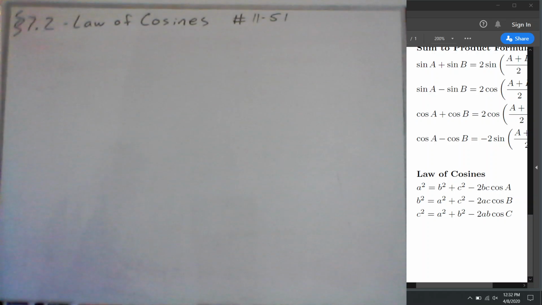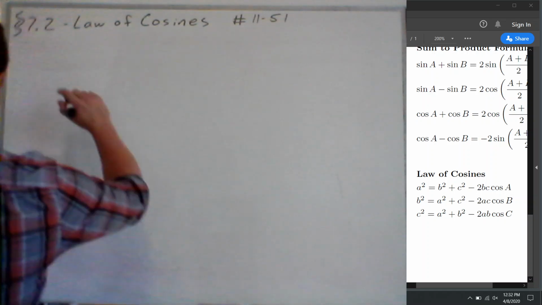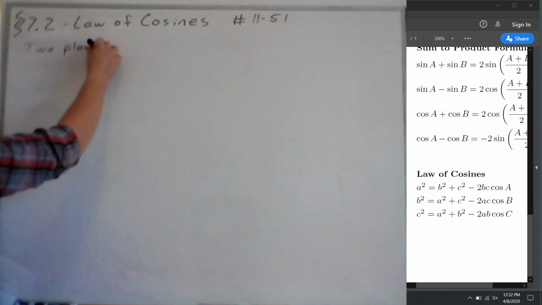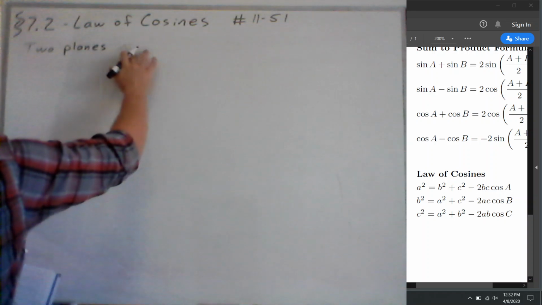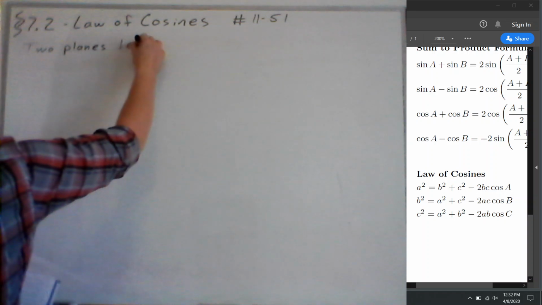And then while we're at it, another word problem, another nice application for us. This one's going to say that two planes leave an airport at the same time.